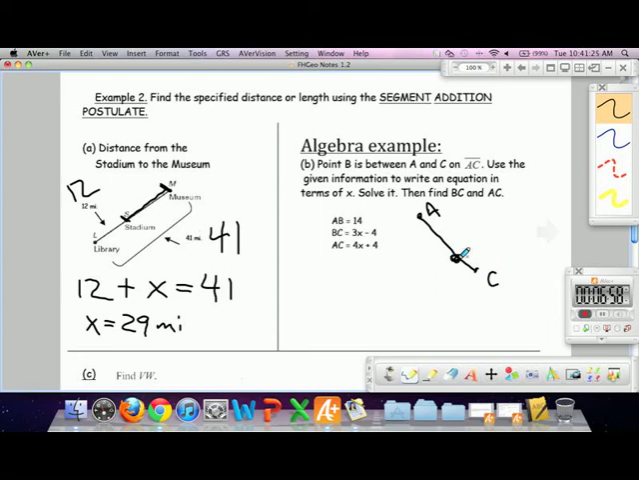Use the given information to write an equation in terms of x. So let's see, what do we know? We know that AB is 14. So what part is 14? This part right here, from A to B. BC, from B to C, is, variables here, 3x minus 4. And then AC, the entire thing, is 4x plus 4.